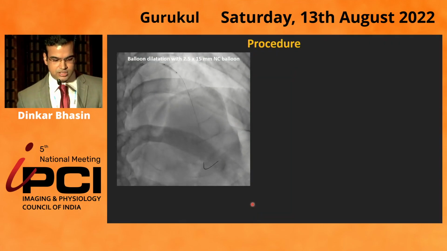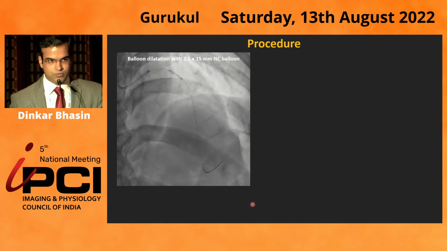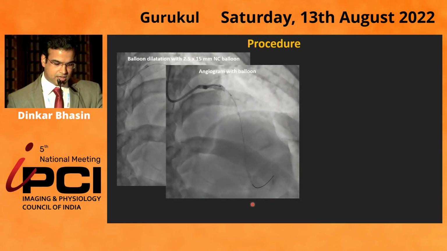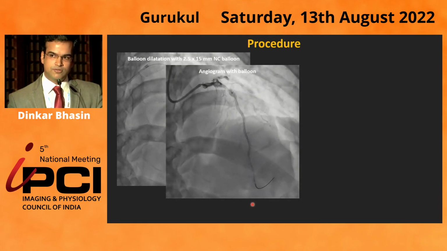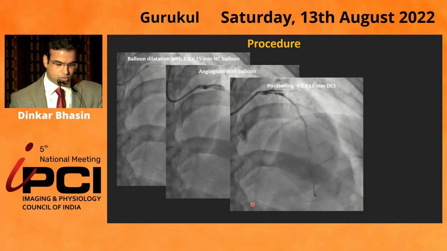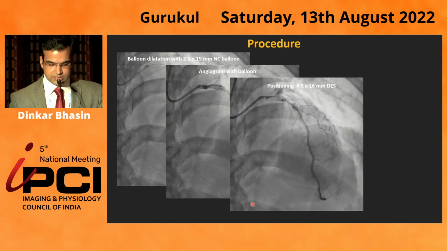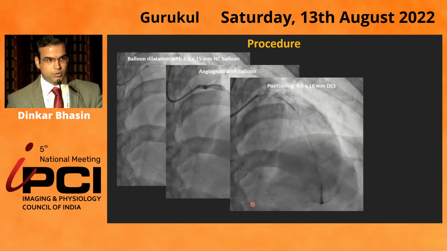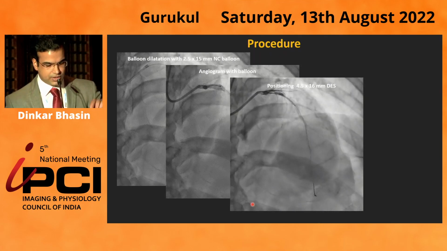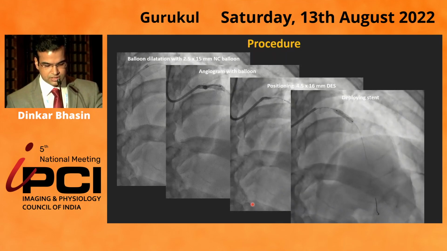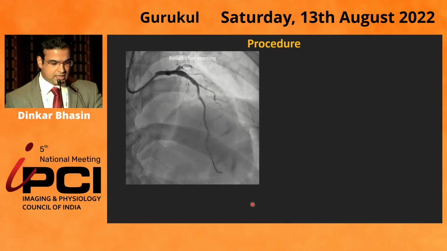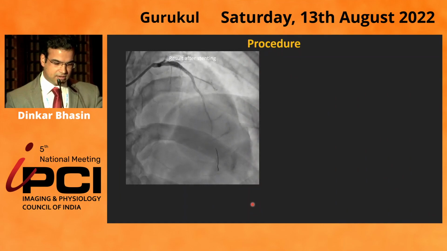We did balloon dilatation with a balloon just to make room for the stent. We did an angiogram with the balloon to confirm our measurements. This is a 15 mm balloon. We positioned a 4.5 by 16 mm drug-eluting stent, mindful of the gap between the distal marker and where the stent starts. We wanted precise positioning. We deployed the stent, and this was the result after stenting.